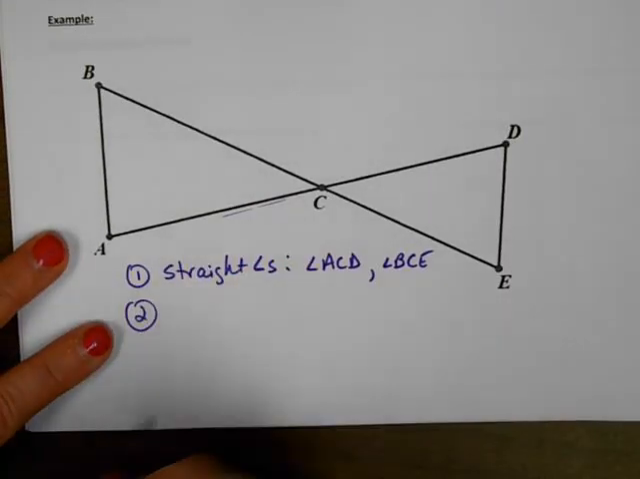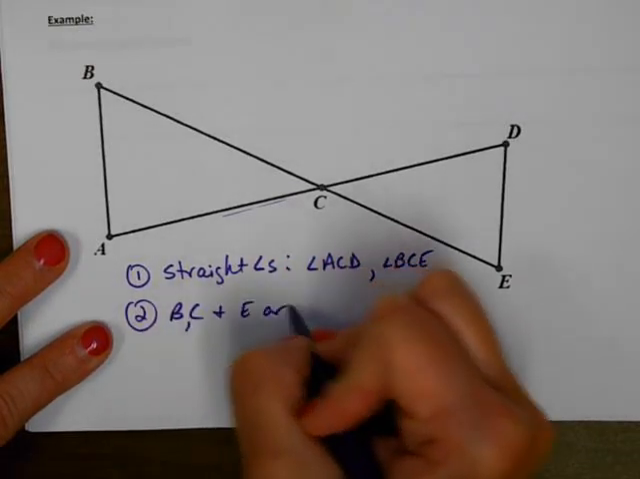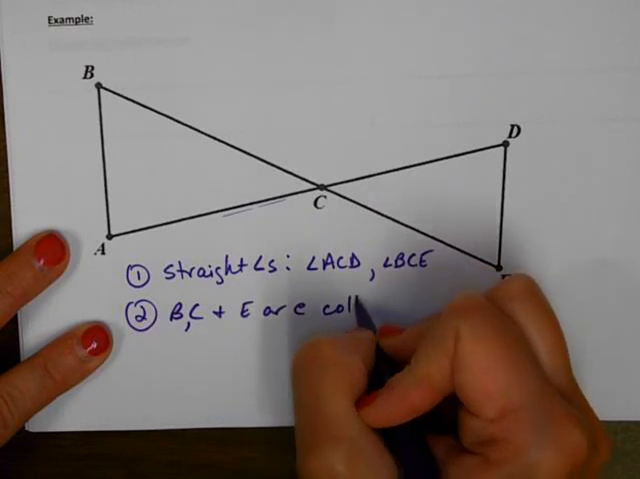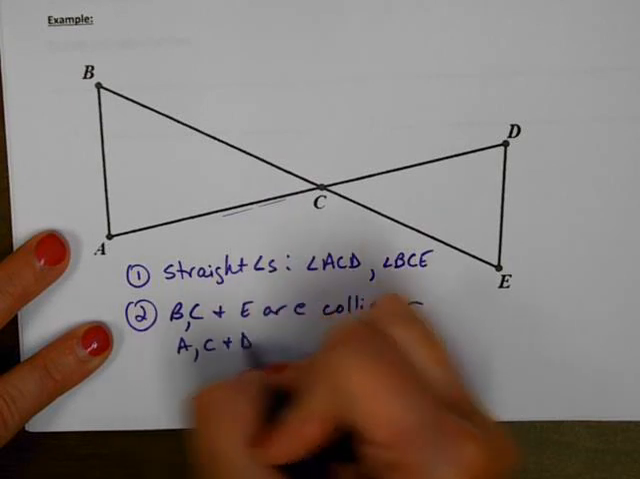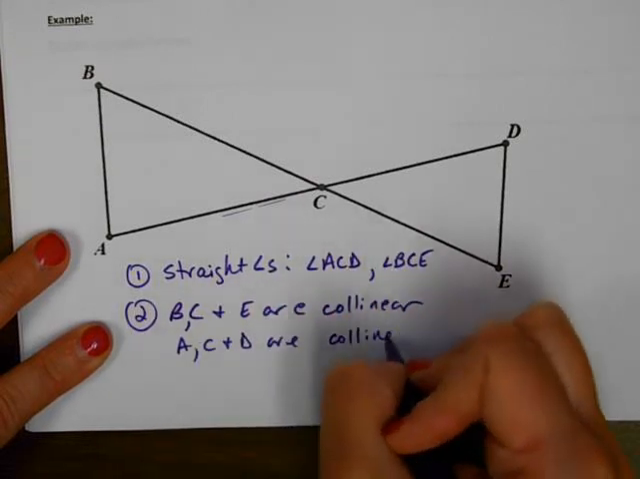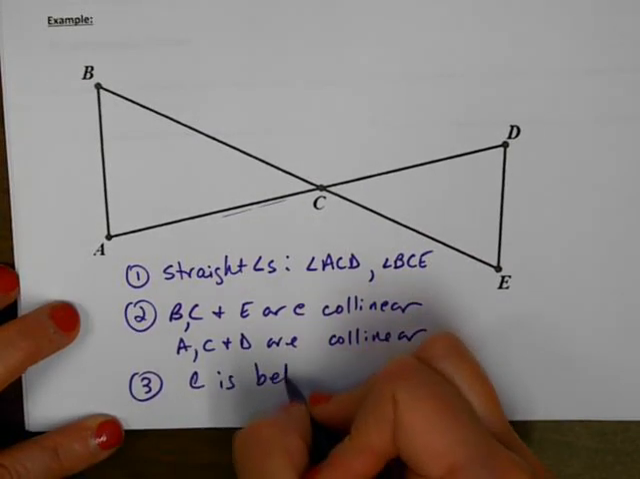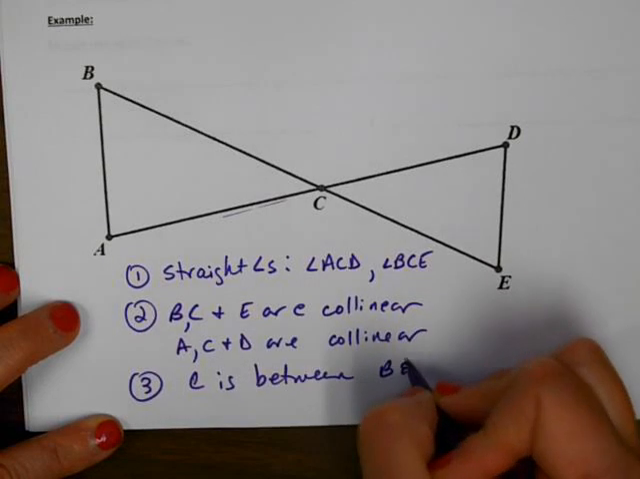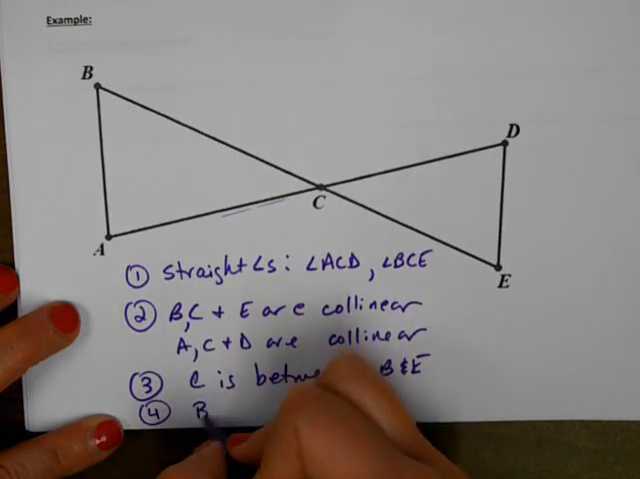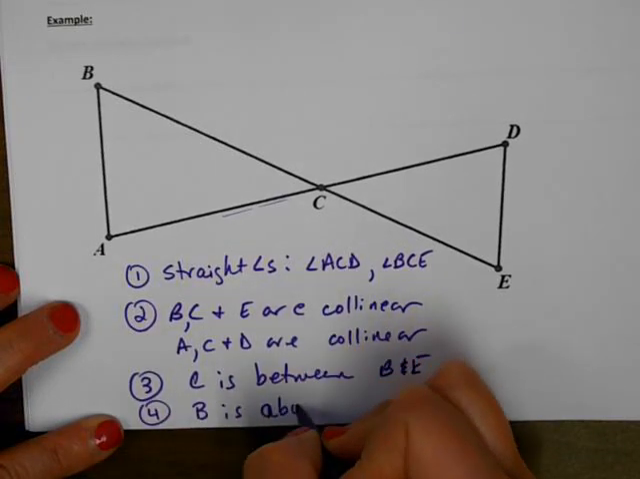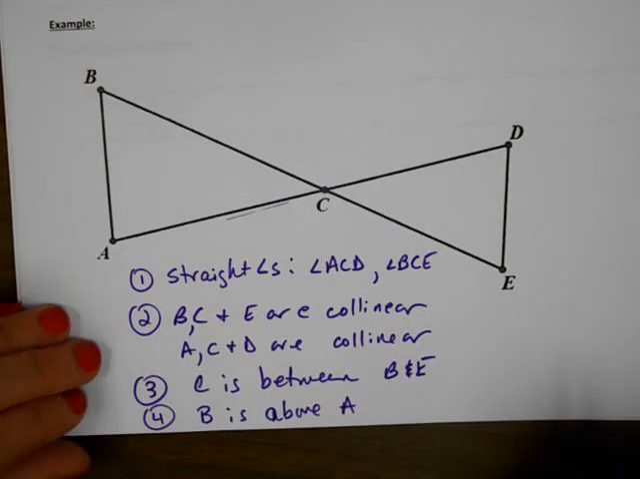The second thing you can assume is collinearity. B, C, and E are collinear, and A, C, and D are collinear. The next thing is betweenness. C is between B and E. And then relative position, B is above A. So because it looks like it's above A, it is above A. And that's what you can assume. All right, so that's it.